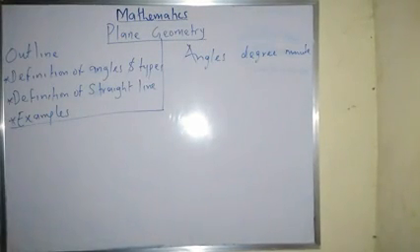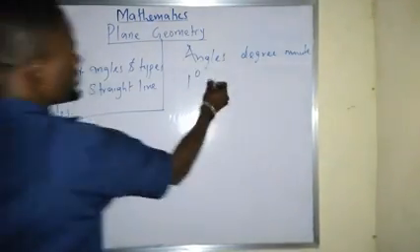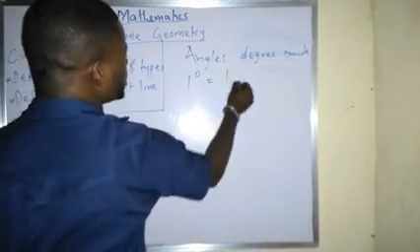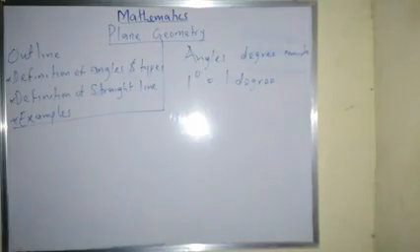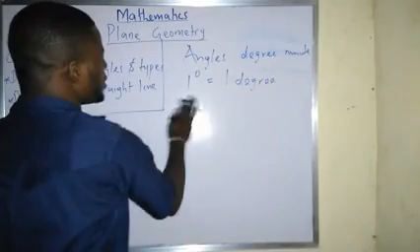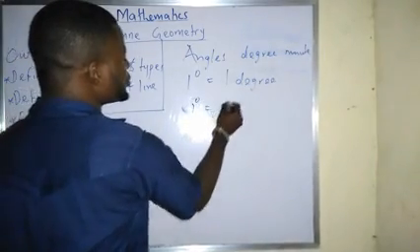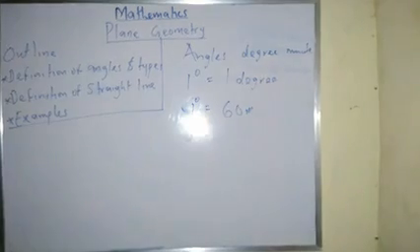Now, if I have 1 degree, this is how to write degree. It's the same thing as 1 degree. If I have 1 degree, it's the same thing as what? 1 degree equals 60 minutes. Please take note of that.